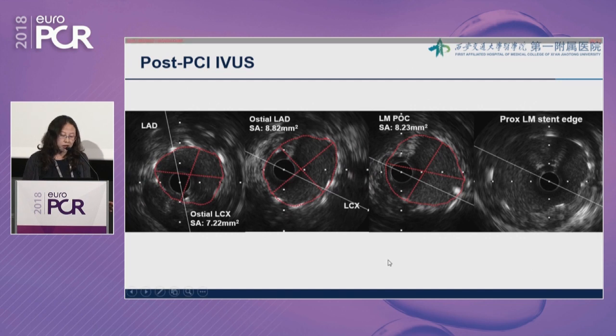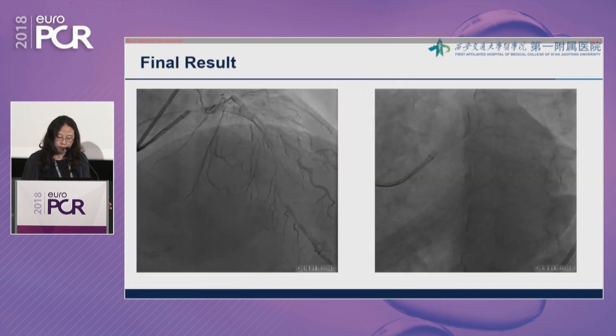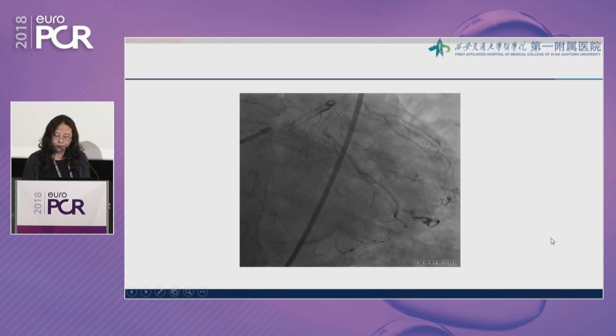And after that, I checked IVUS from both LAD to left main and the circ to left main. These are the measurements: this is the circ 7.22, and this is the LAD 8.8, and this is the POC 8.2, and the proximal edge of the stent, you can see stent expansion is very good, almost no malapposition. According to Dr. Kang's paper, I think this stent expansion can be acceptable. So this is the final result.